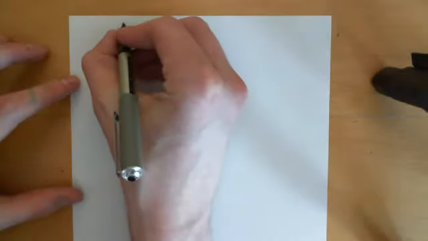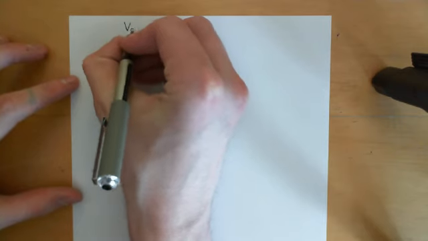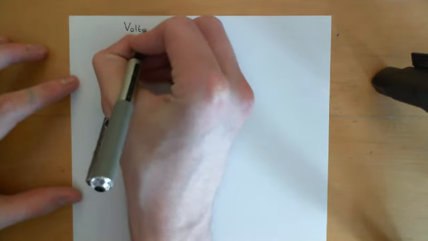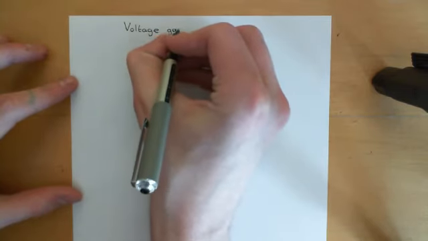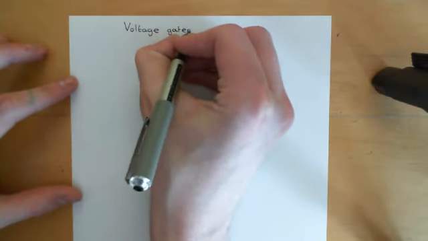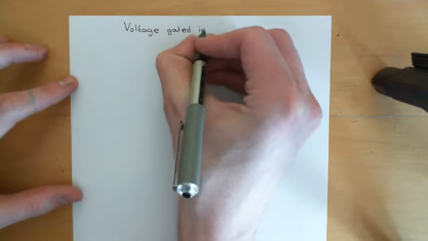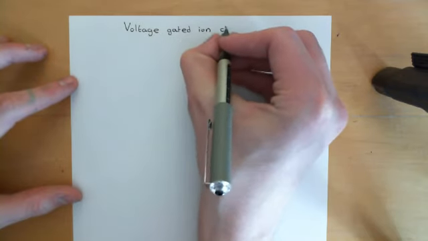Okay, so welcome to this video. In this video, what we're going to talk about is voltage-gated ion channels. Okay, so ion channels that can be opened by depolarizing the electrical potential difference across the cell membrane.